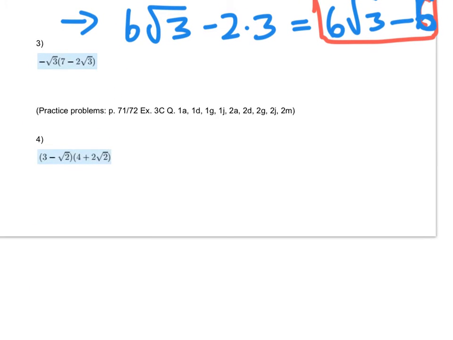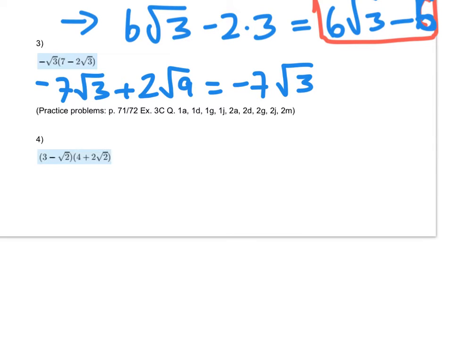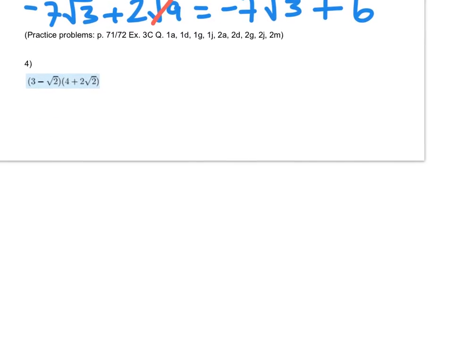So again, pretty straightforward. It's minus root 3 by 7, so that's going to give you minus 7 root 3. And then it's minus root 3 by minus 2 root 3, so it's a negative by a negative, which gives you a positive. And it's positive 2 root 9, because you're multiplying what's in the radical by what's in the radical. So it's minus 7 root 3. And just quickly notice that root 9 is 3, so it's 2 times 3, which is 6. Minus 7 root 3 plus 6, or you can write it as 6 minus 7 root 3 as well. Okay? All right, the next one.